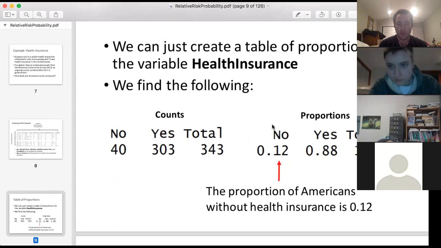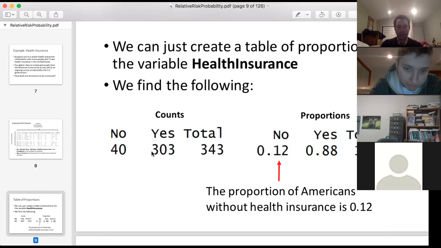So what we can do is we can simply create a table of proportions for those who have health insurance and those who do not have health insurance. And we can do that with a simple command in R, which we give to you in the next PSET R code. And here it'll give basically a table that will count how many people have health insurance and how many people do not have health insurance, and it'll have a margin total here, which is 343.